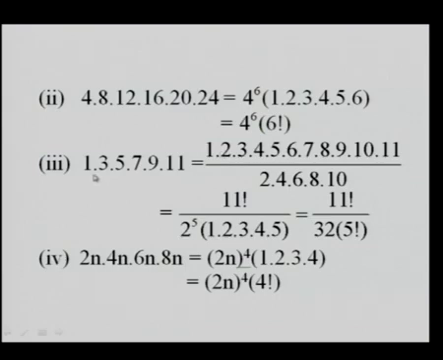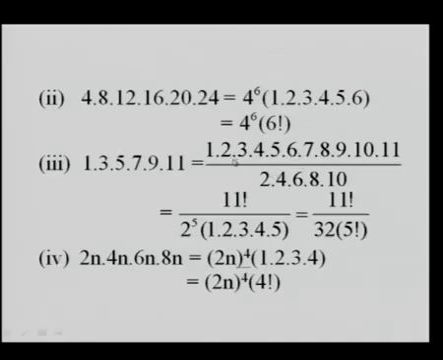Take the next part, 1 into 3 into 5 into 7 into 9 into 11, the product of the first 6 odd numbers. To convert it into a factorial, we need even numbers, because the even numbers are missing. So we can multiply with 2, 4, 6, 8, 10, and we can also divide by 2, 4, 6, 8, 10, because we cannot only multiply. If we want to multiply, we have to divide by that thing.